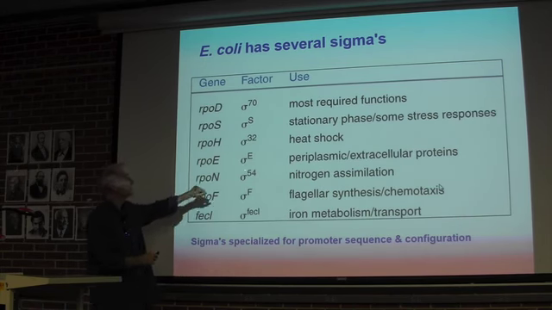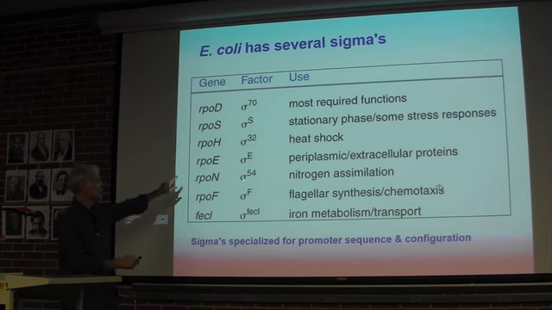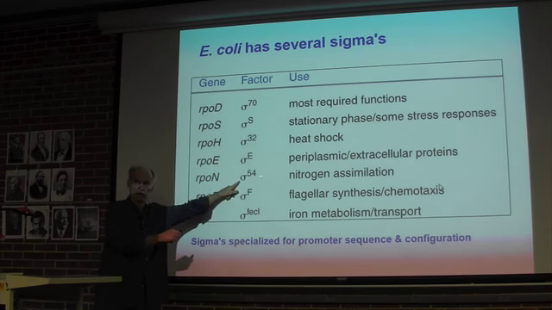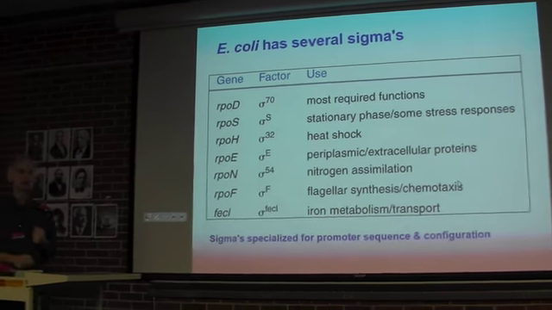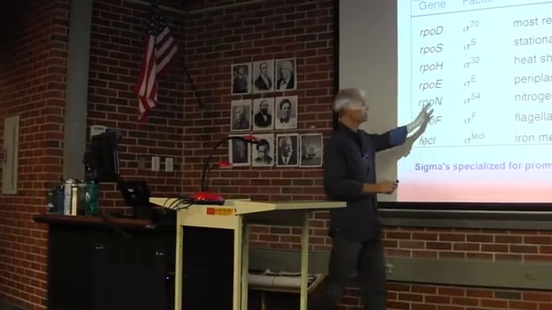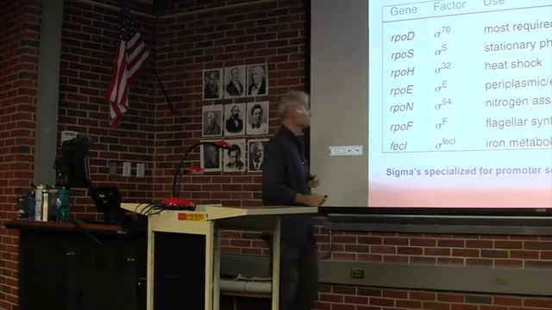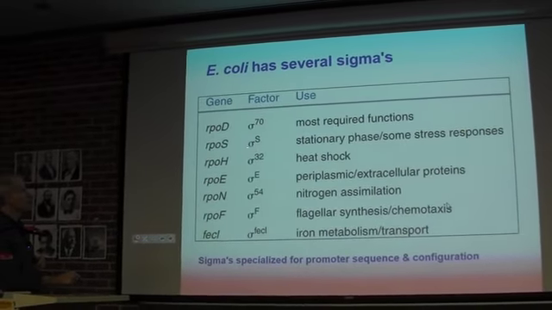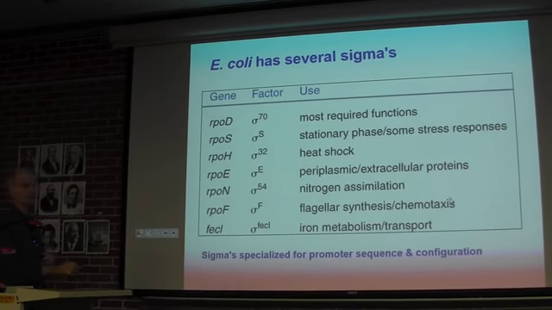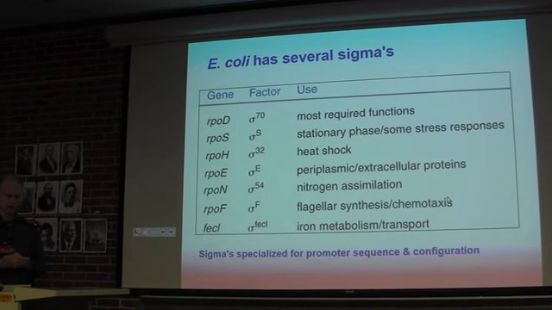Sigma 32, heat shock. What's another one? Sigma 54, where are you? Nitrogen assimilation. If you had starved for nitrogen, you can kick in some pathways that make this go more efficiently. And what's the last one? They're the only ones. 54, 32, S, and 70. They're the ones you'll need to know.